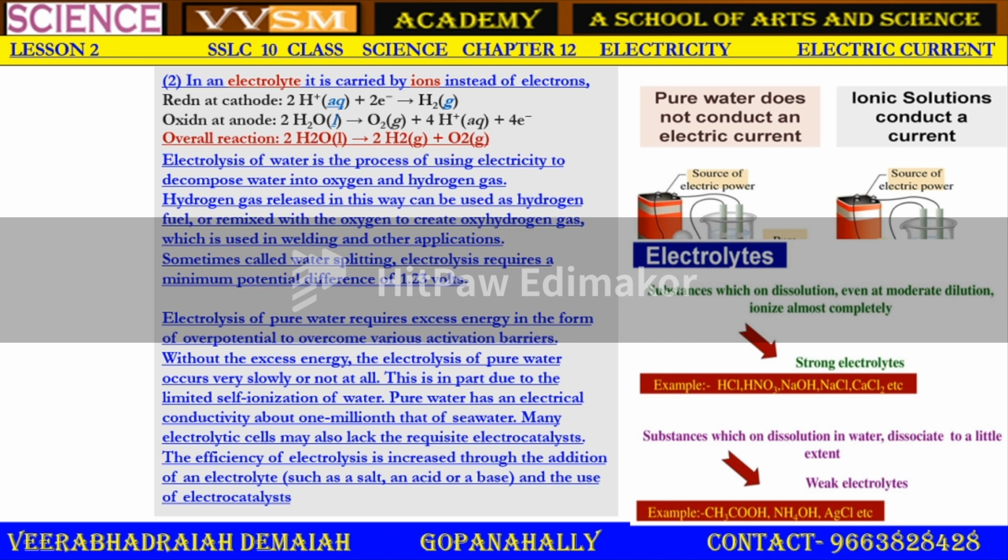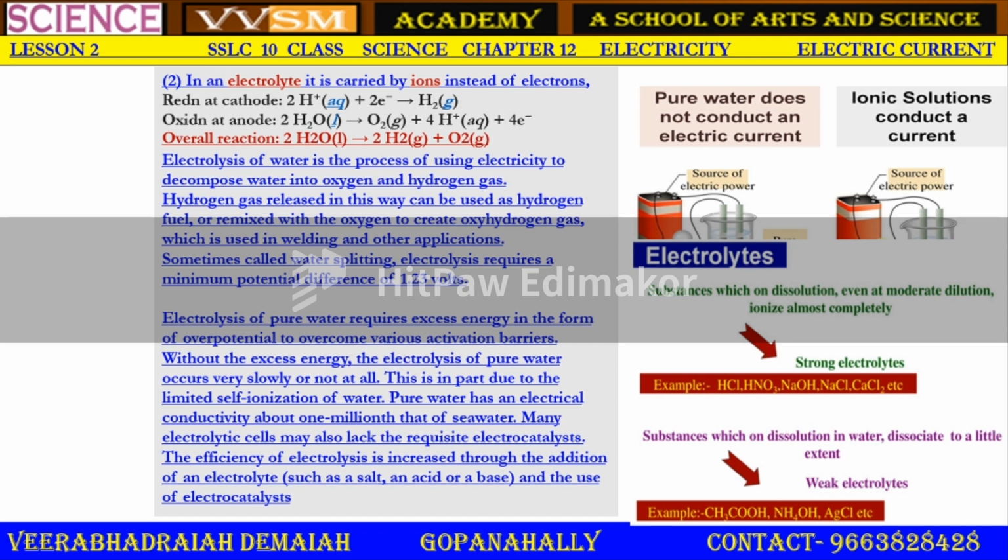Electrolysis of pure water requires excess energy in the form of overpotential to overcome various activation barriers. Without the excess energy, the electrolysis of pure water occurs very slowly or not at all. This is in part due to the limited self-ionization of water. Pure water has an electrical conductivity about one millionth that of seawater. Many electrolytic cells may also lack the requisite electrocatalysts.